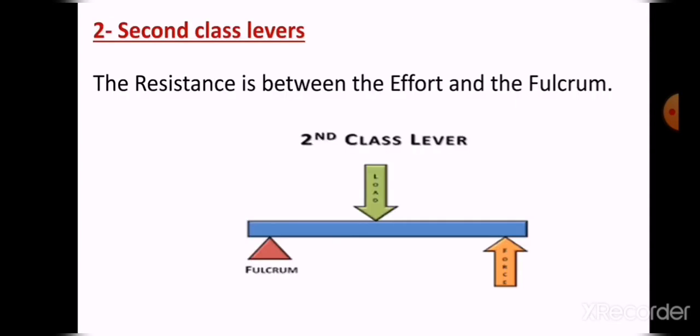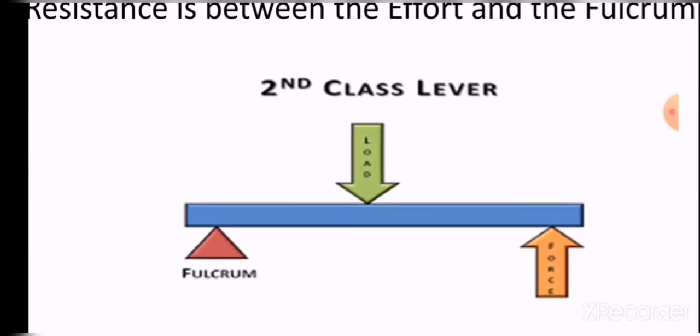The second class lever. What is the meaning of second class lever? In second class lever, the resistance force is between the fulcrum and the effort force. So they are levers that have the resistance force between the effort force and fulcrum, like this. The load or resistance or the weight of the object here is between effort force and fulcrum.